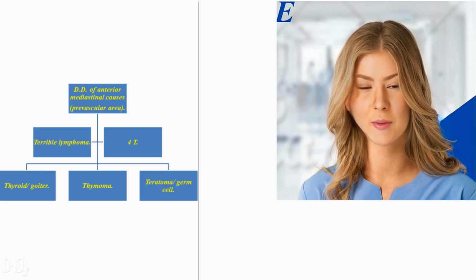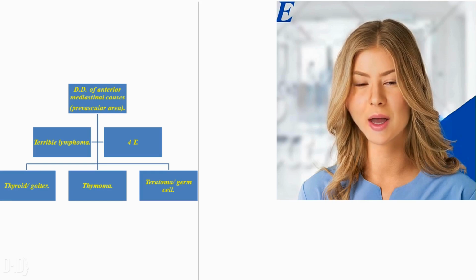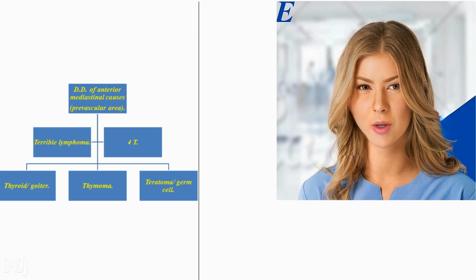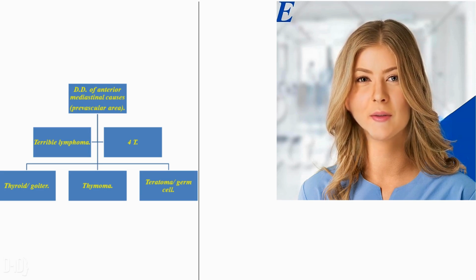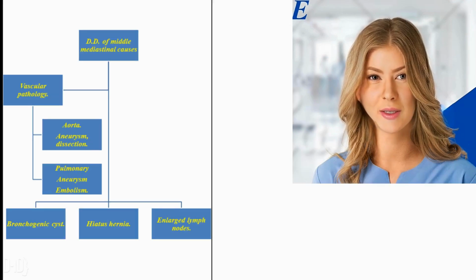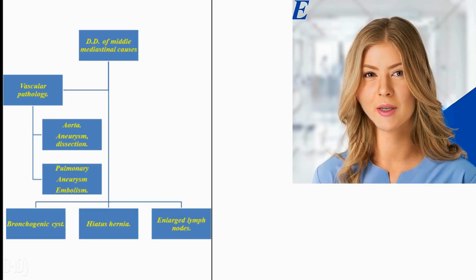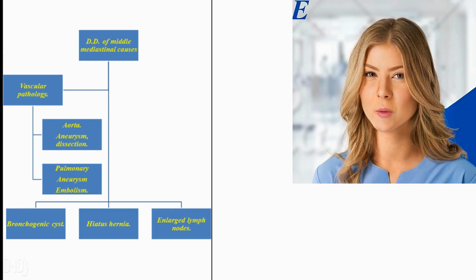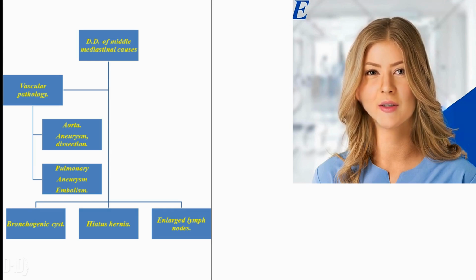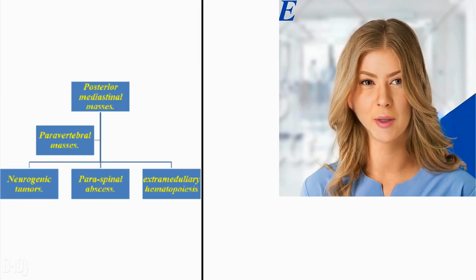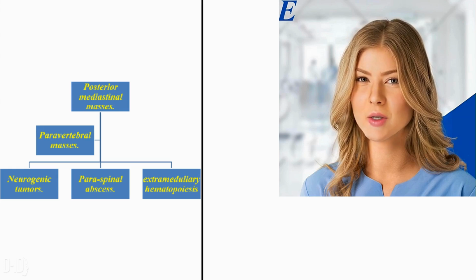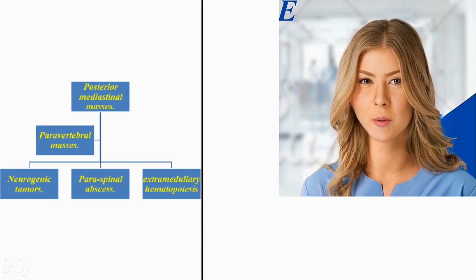Now we will discuss the differential diagnosis of different mediastinal masses. Let us first make that for anterior mediastinum, where we have 4 differential diagnoses including thyroid masses, thymoma masses, teratoma and terrible lymphoma. In case of middle mediastinal masses, it could be bronchogenic cyst, hiatus hernia, enlarged lymph nodes or vascular, which could be from aorta as aneurysm or dissection, or it could be from pulmonary artery as in case of aneurysm or embolism. Lastly, the posterior mediastinal masses, which are neurogenic tumors, paraspinal abscess, extramedullary hematopoiesis or paravertebral masses.